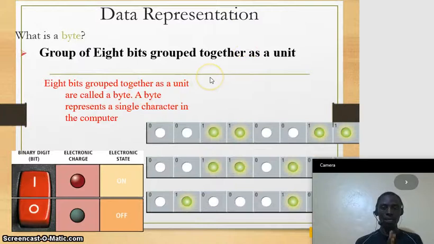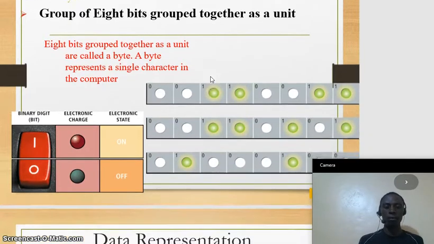So what is a byte? A byte is a group of 8 bits grouped together as a unit. 8 bits brought together as a unit form a byte. A byte represents a single character in the computer. Every byte represents a single character in a computer. So that is how data is represented in our computer.